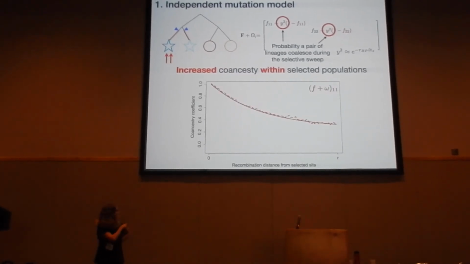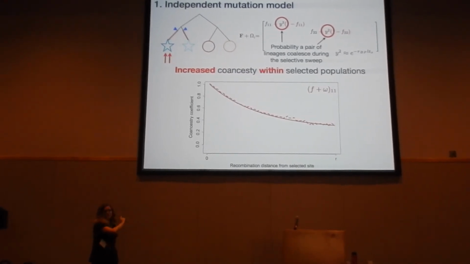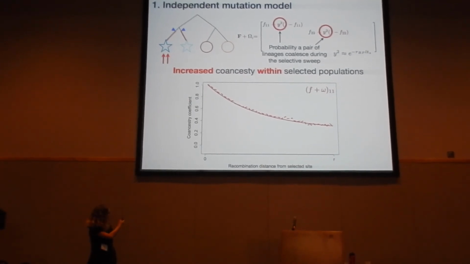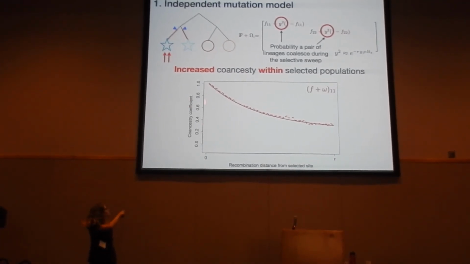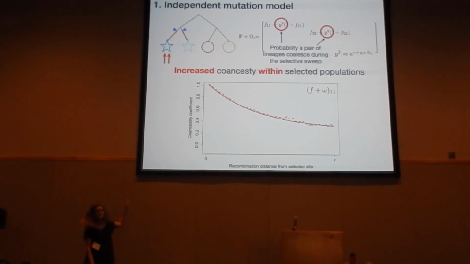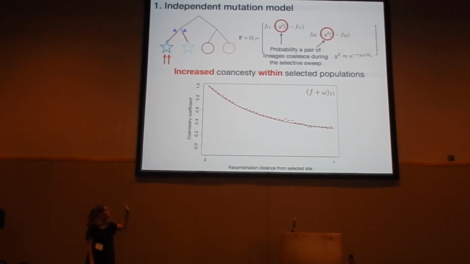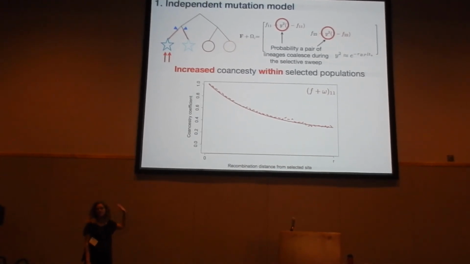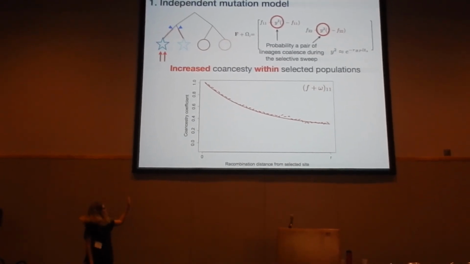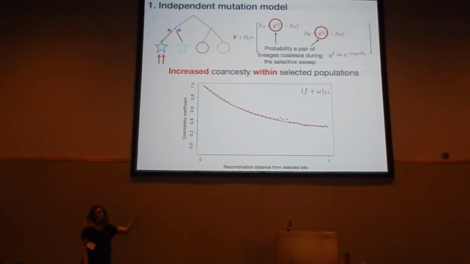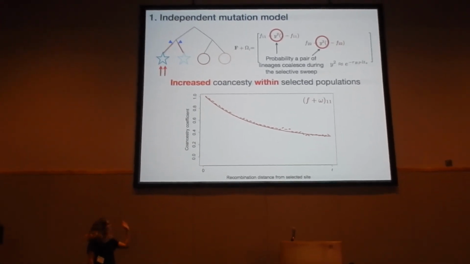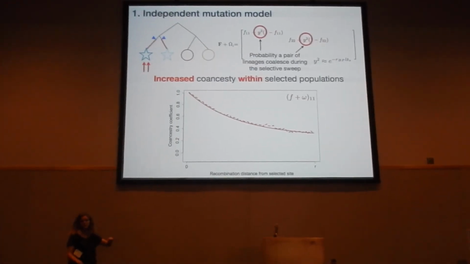So what I'm plotting here along the x-axis is the recombination distance away from our selected site, with the leftmost spot being immediately next to the selected site. This is the coancestry coefficient on the y-axis. And as you're immediately adjacent to the selected site, your two neutral lineages are being forced to coalesce due to the sweep phase. But as you're moving further away, you have a higher probability of recombining off that beneficial background, and you're returning to your neutral coancestry.